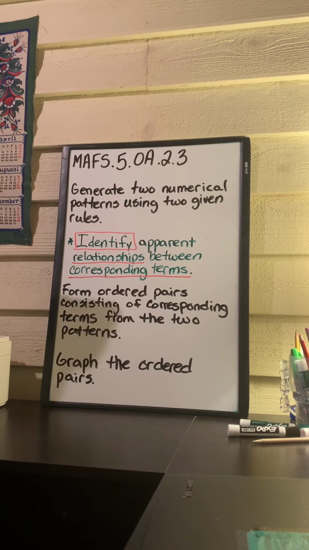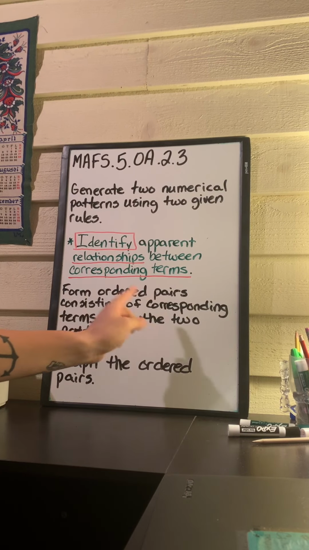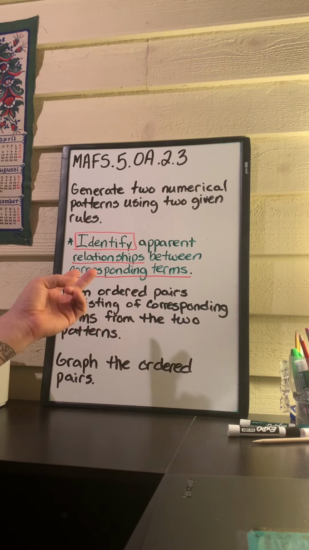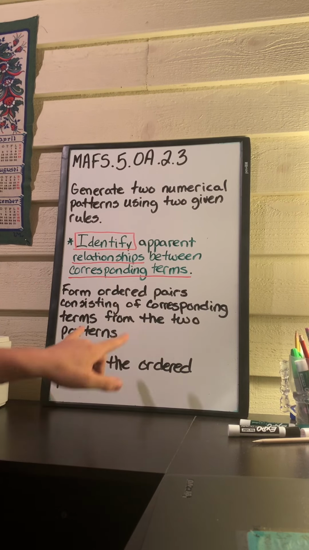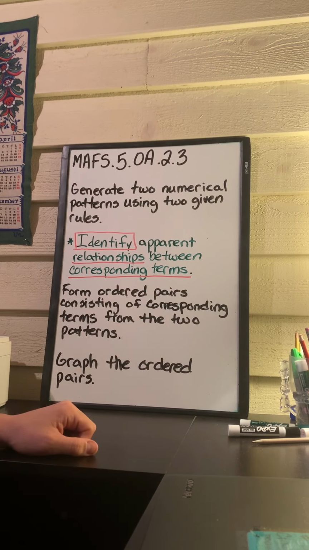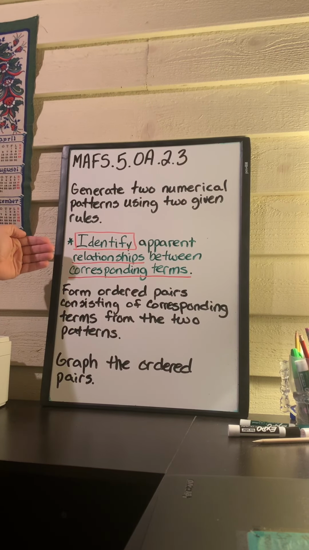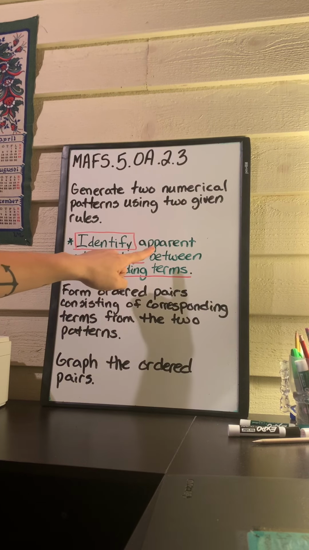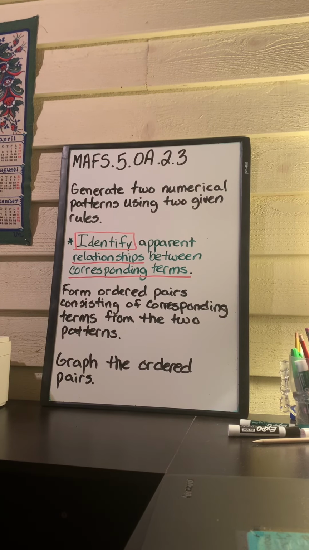All right, so currently we've been discussing OA 2-3, and some of the stuff we've already gone over is generating two numerical patterns using two given rules. So we took our rules and we created a T-chart with patterns on it. And then we also realized that there are corresponding terms in the two patterns that are right next to each other, and we understand that those corresponding terms create ordered pairs. So our focus this time is to identify apparent relationships between corresponding terms.